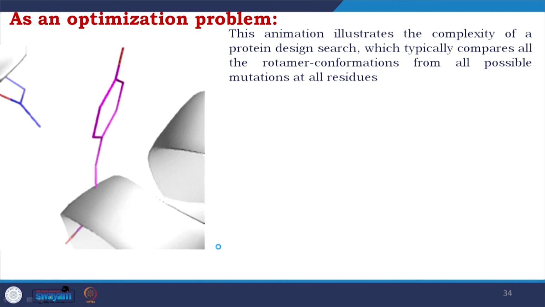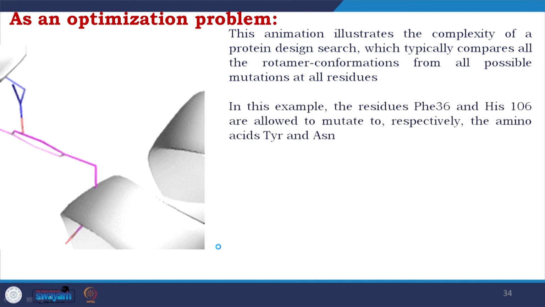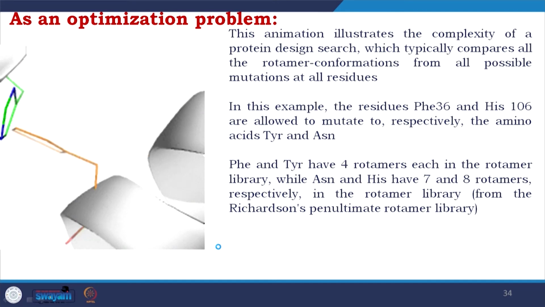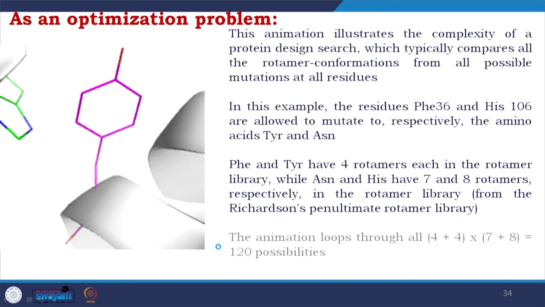This typically compares all the rotamer conformations from all possible mutations at all residues. In this example, we are taking phenylalanine 36 and histidine 106, which are allowed to mutate to tyrosine and asparagine, respectively. Phenylalanine and tyrosine have 4 rotamers each in the rotamer library, while asparagine and histidine have 7 and 8 rotamers in the library. As I told, this is Richardson's penultimate rotamer library.